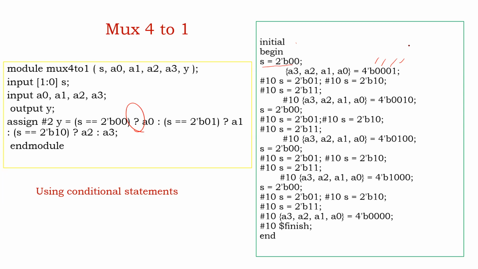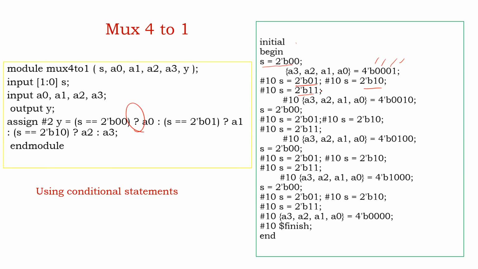Next, with this input, after some time delay, the S value changes to 0 1. Again with some delay, the S value changes to 1 0, and again with some delay. It means whenever you write the time slots like this, in serial, because we are using initial, the time slots get added.